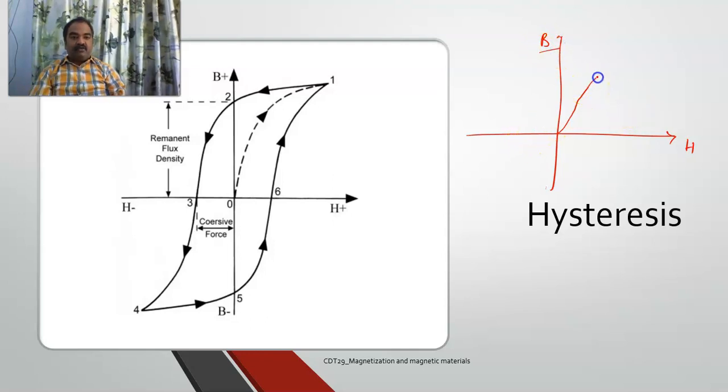After some time, there are no magnetic dipoles left which must orient. So even if you apply more magnetic field, there won't be any additional increase in magnetic flux, which means that you are moving into saturation mode.